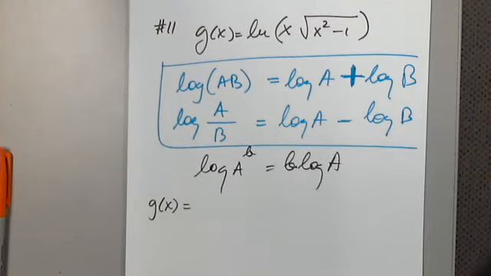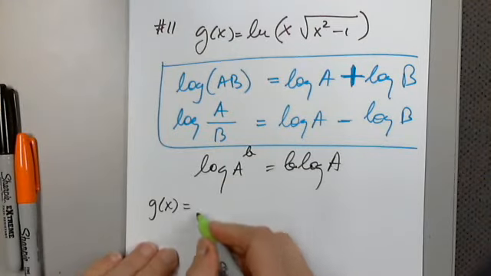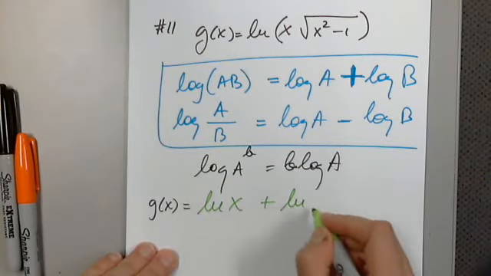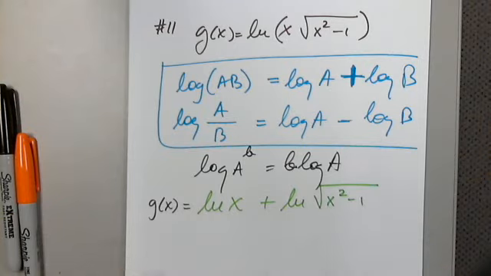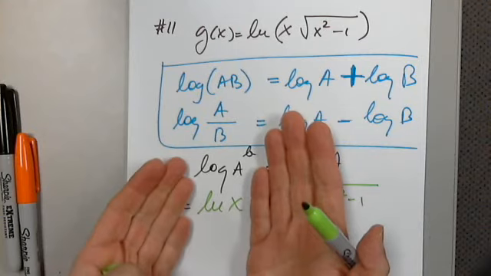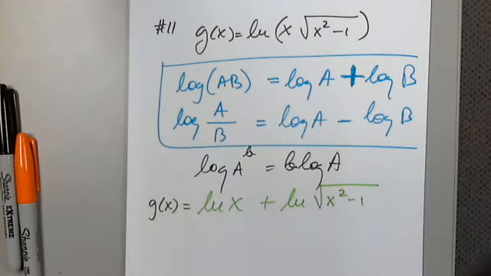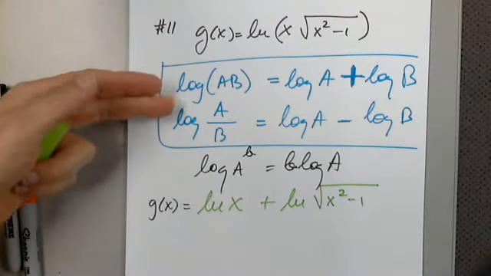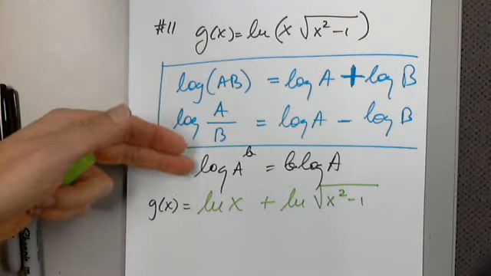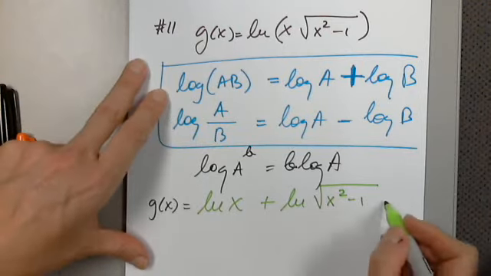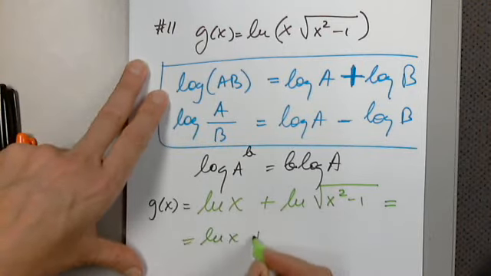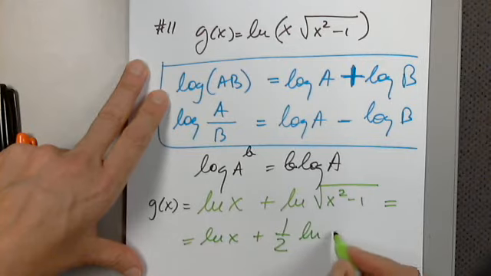Okay, so if we want to apply the properties of logs on this function, what would you tell me to write? Very good. Natural log of x plus natural log of the square root of x squared minus 1. Perfect. Now I have one more property. I cannot do anything to this, but to this, I can apply one more property. Which property is that? Obviously not the product, not the ratio. Bring down 1/2. Exactly. So this will be natural log x plus 1/2 natural log of x squared minus 1.